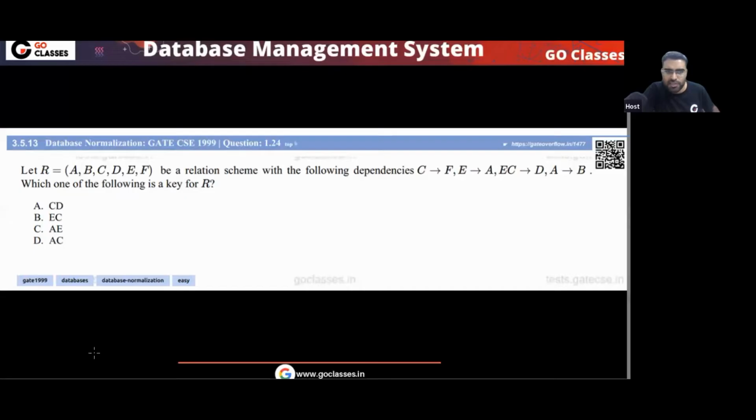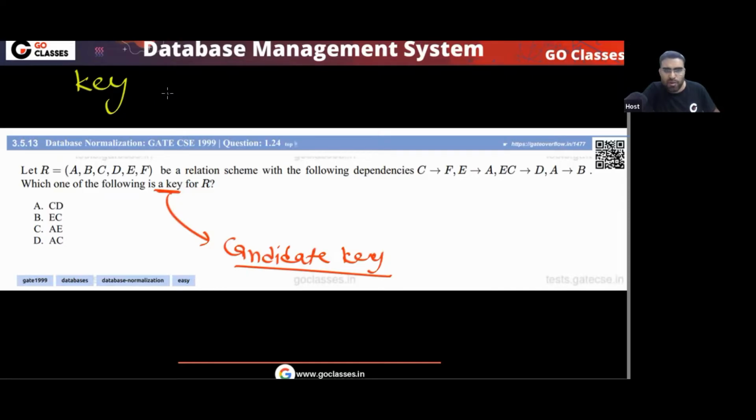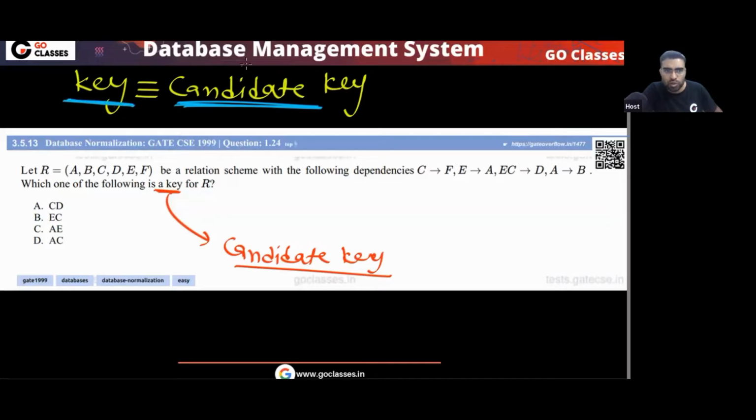What does this key mean? When you see this word key, it means candidate key. This does not mean super key. This does not mean primary key. Remember, key means candidate key. I told you this is given in the Ullman book, right? Most of the authors, like Ullman, Korth, assume that key means candidate key. So remember, key does not mean super key, does not mean primary key, it means candidate key.